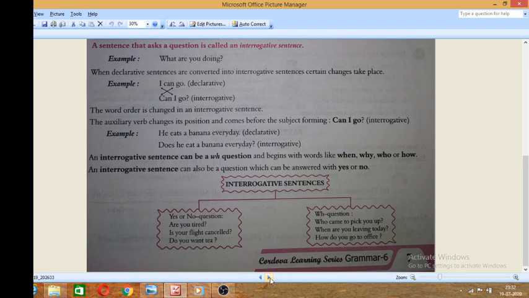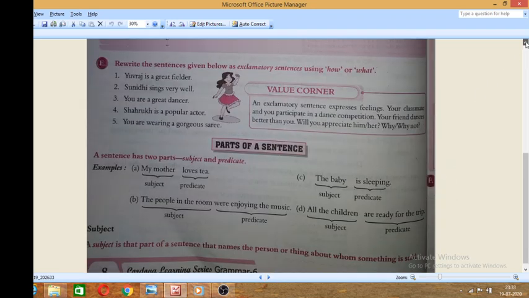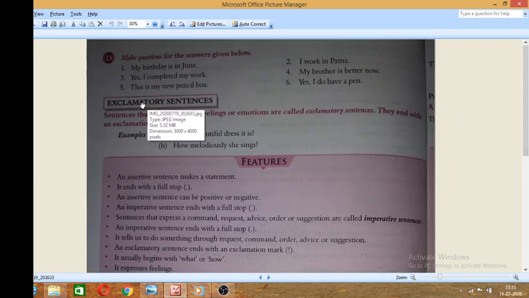Now come to the next page. This is exclamatory. Now come to the exercises. Some exercise questions, mixed questions, for the answers given below. My birthday is in June. I work in Patna. What you have to do?